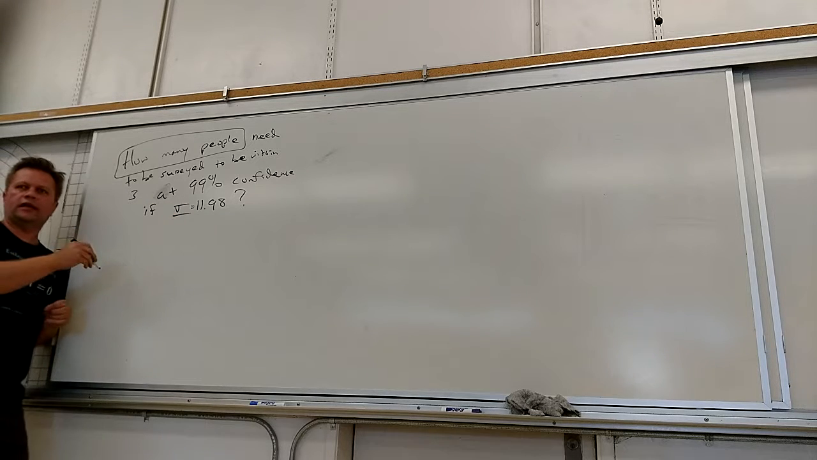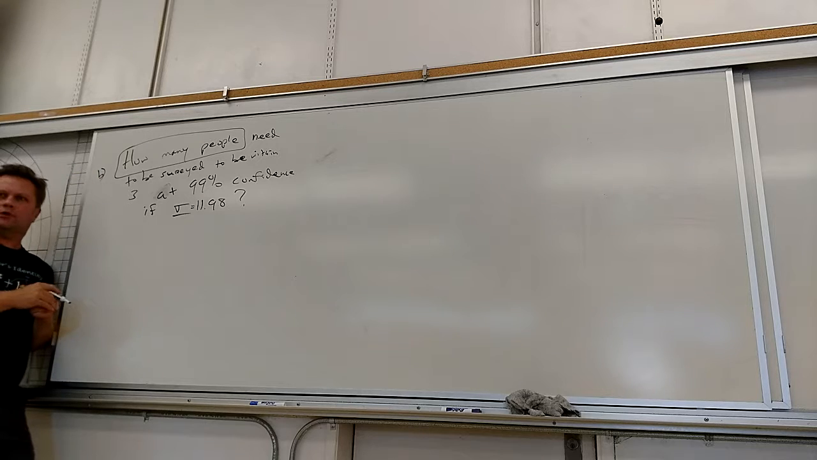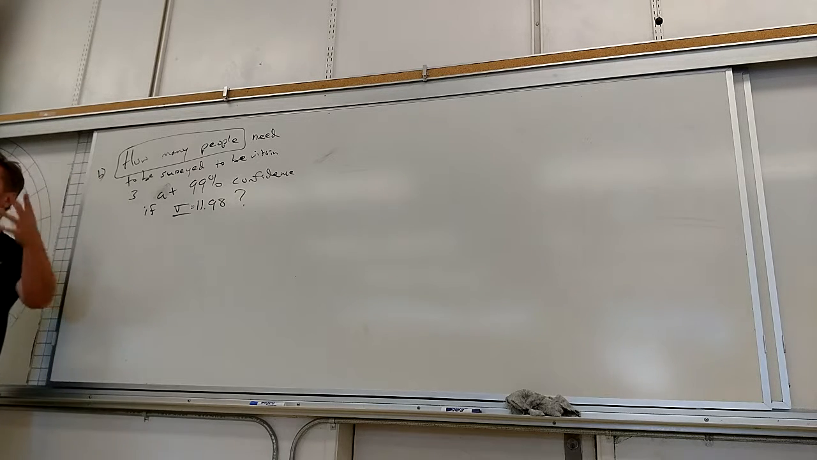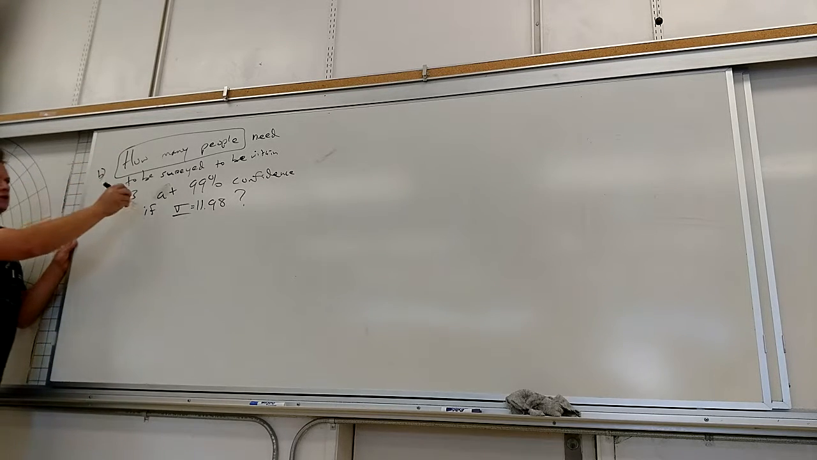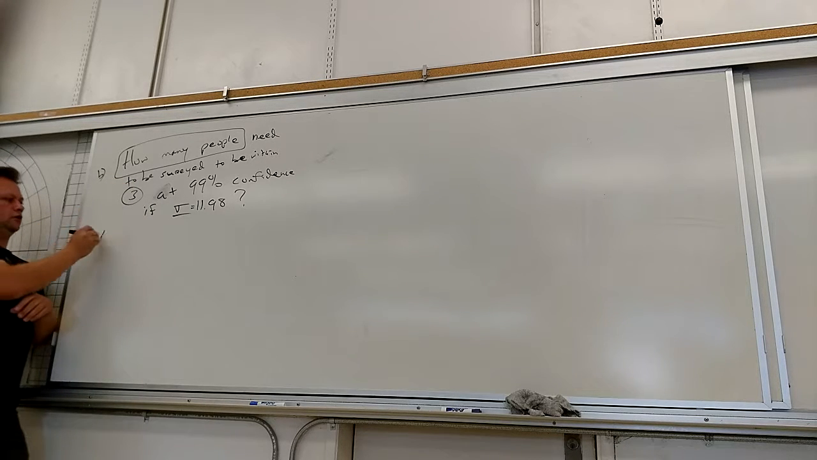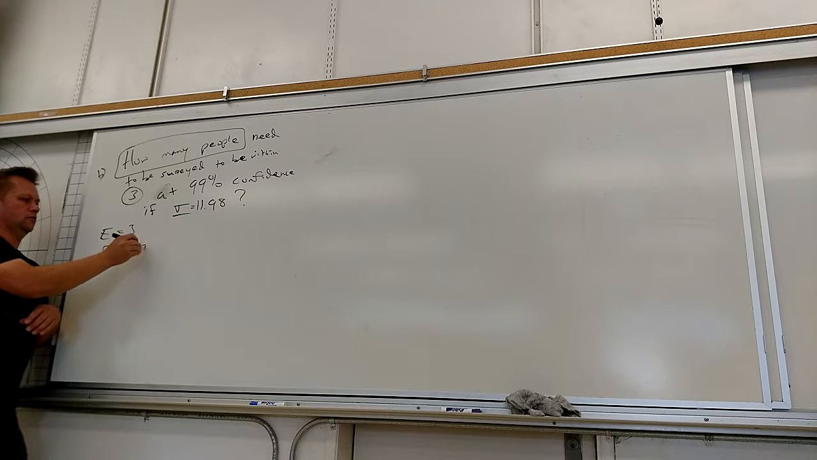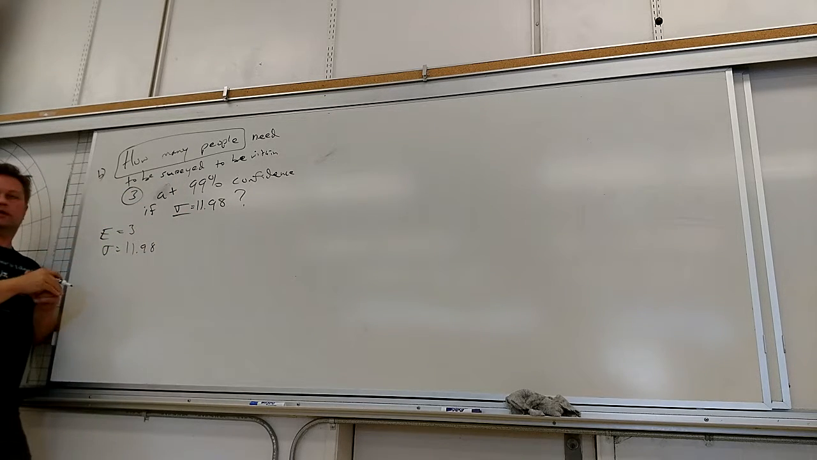Sigma is 11.98, so we're talking about a mean, right? This would be like part B of a problem where I'm talking about making a confidence interval for the mean. So what is 3, for example? Error. So E is 3. Sigma is 11.98. What does 99% confidence tell me?